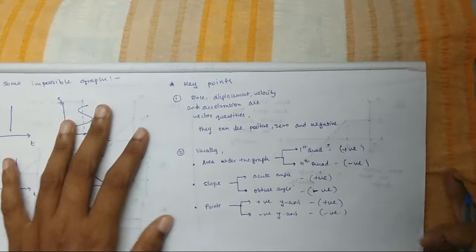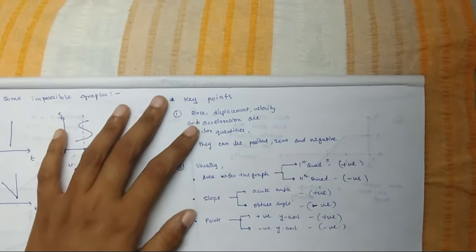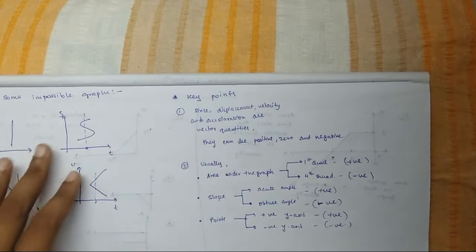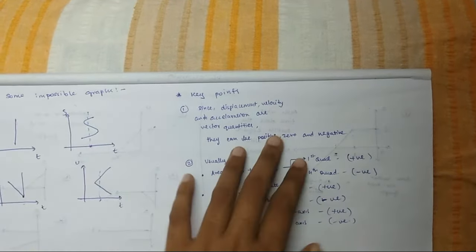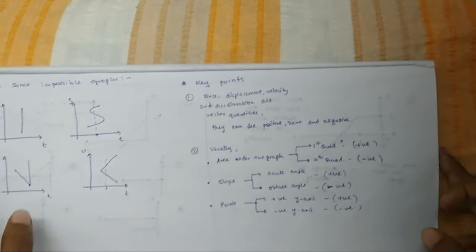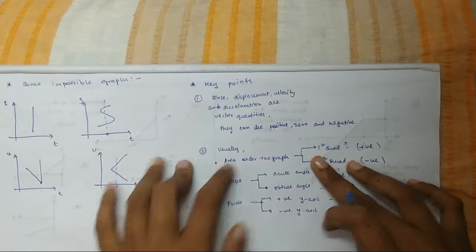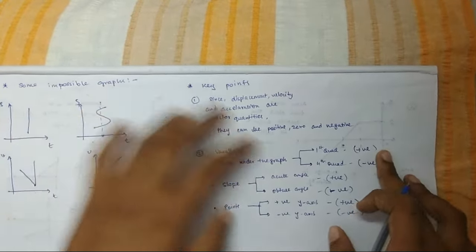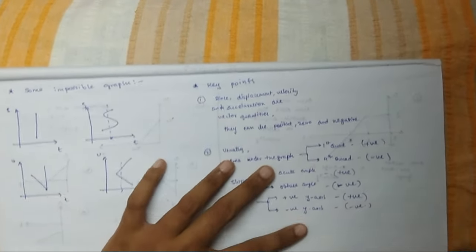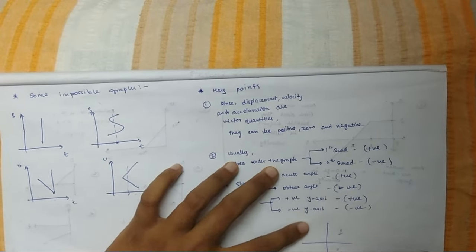Some key points to be remembered while solving problems. As you all know, displacement, velocity, acceleration are all vector quantities. They can be positive, negative, or zero. So how do we represent them in graphs? Usually, when it comes to area under the graph, in the first quadrant, the area is considered to be positive, and in the fourth quadrant, it is negative. First quadrant and fourth quadrant.